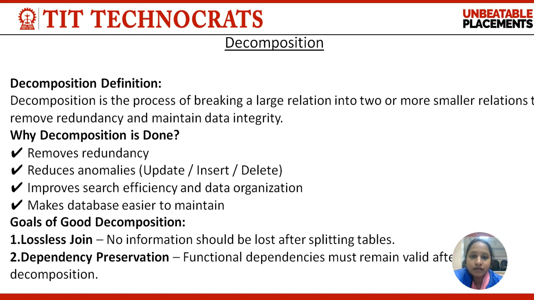Now let's see decomposition. Decomposition means splitting a large relation into smaller relations. Main goals: removing redundancy, reducing anomalies, achieving lossless join, and preserving functional dependencies. For example, splitting a student table with roll number, name, course, department, and HOD into two tables reduces redundancy.